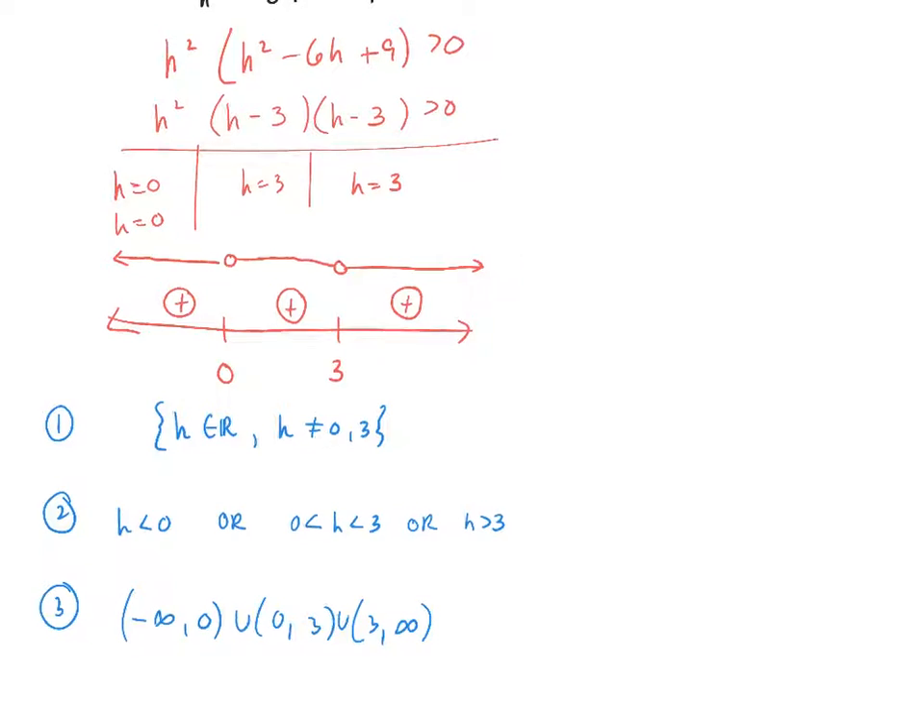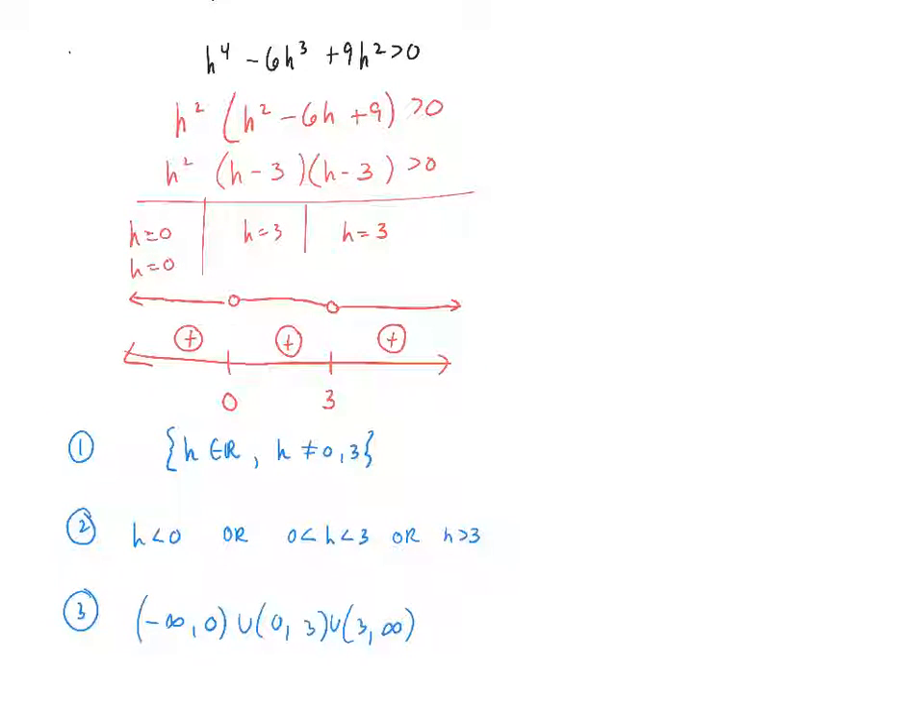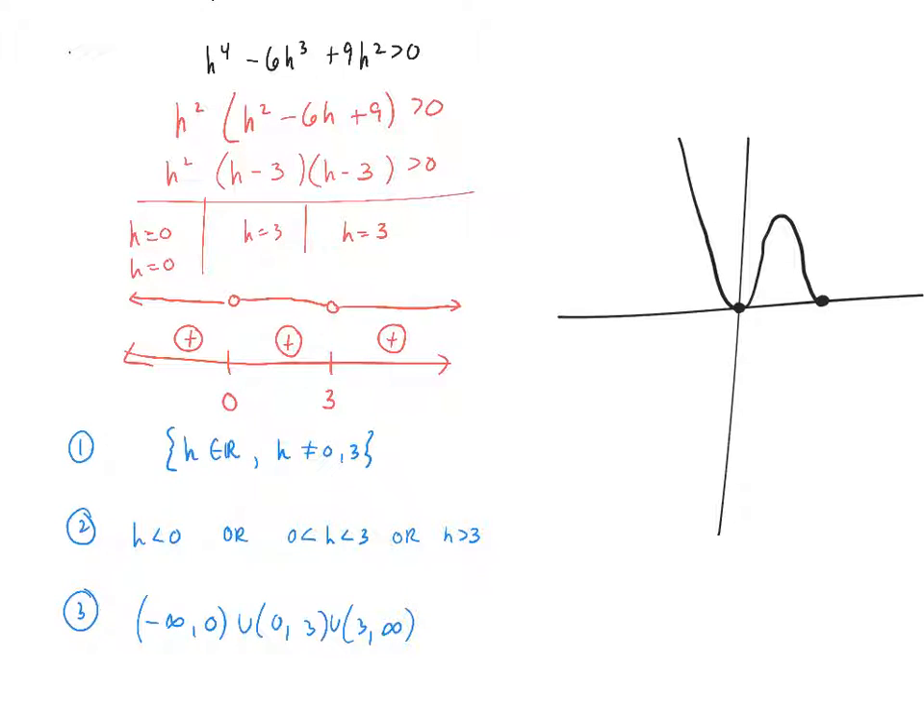Now, one thing I want to point out is what the actual graph of this looks like. So on the right, I'll draw that. It's a double root in both cases at 0 and at 3. So here's one root right here. Here's the other root right here. This graph is always going to be positive, right? Look at the number line. They're all positive. So it's always above the x-axis. It's going to come down, touch, come back up, come back down, touch, and come back up. That's the graph of this.